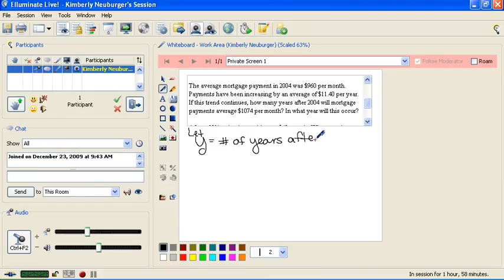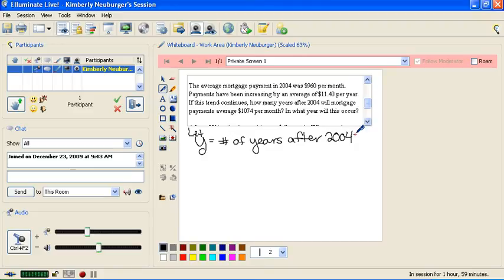after 2004. Now, since it's the number of years after 2004, when you're in 2004, your year would be 0. If you're in 2005, your year would be 1. 2006, your year would be 2, and so on.